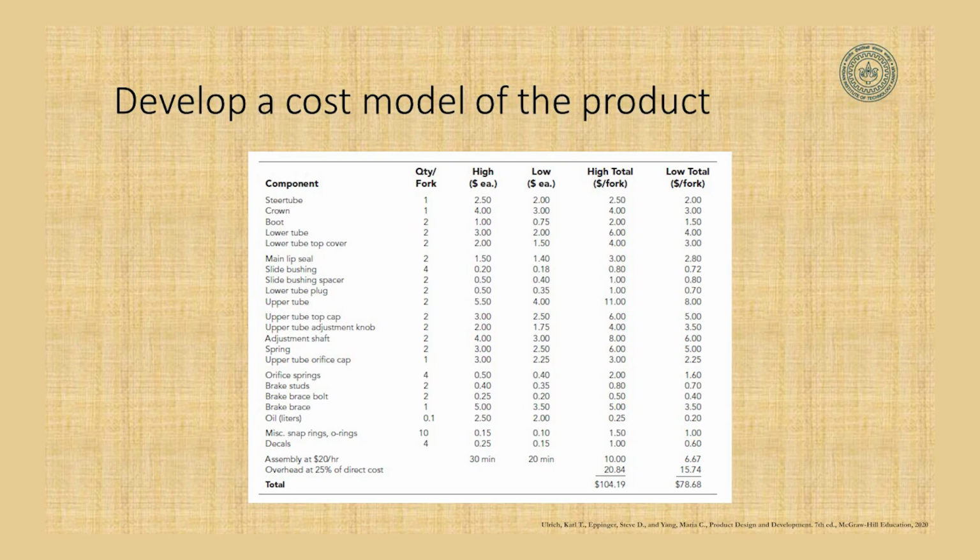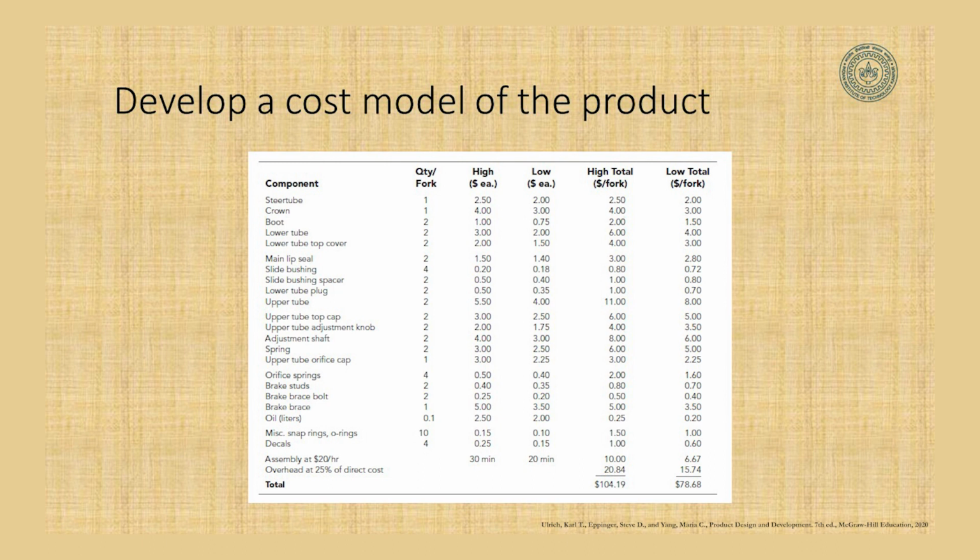So, in total, your suspension fork will cost somewhere between the high total of 104.19 and the low total of 78.68, somewhere in between. So, that is the cost model of the product. And based on the cost model, if you are aiming to sell that product, let us say at $85, you can then tweak your specifications and make them so that it comes for $85. And that is how you will get your final specs.